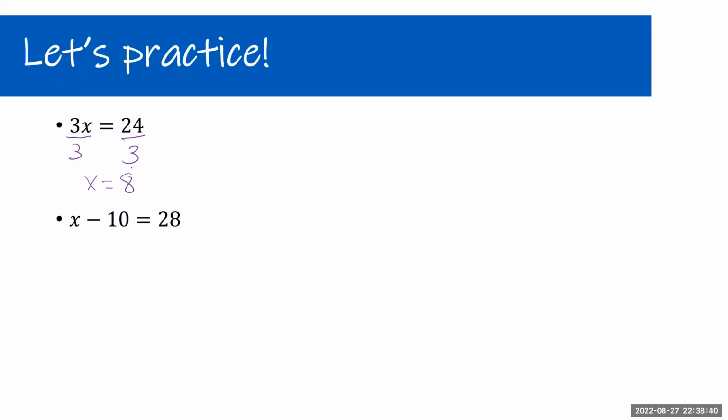Now we have x minus 10 equals 28. Well, to get x by itself, we see this minus 10. So we'll simply add 10 to both sides, and we'll be left with x equals, I said, plus 28. Goodness gracious. I cannot speak and write at the same time. So we're going to get x equals 38.